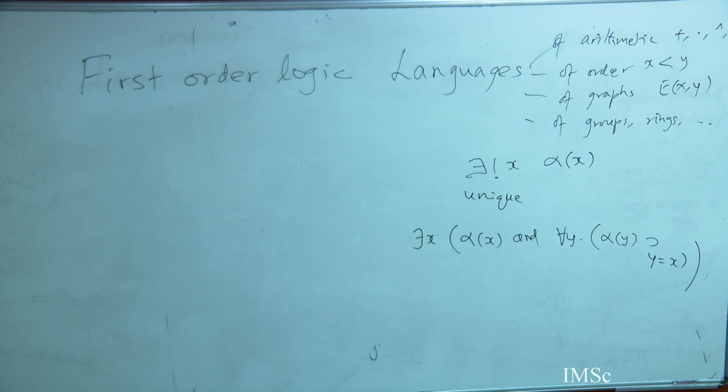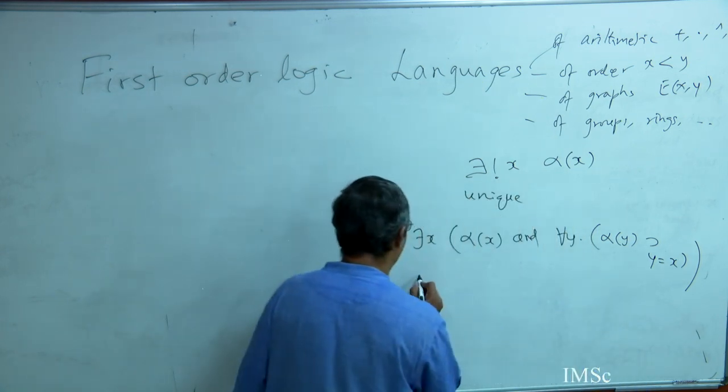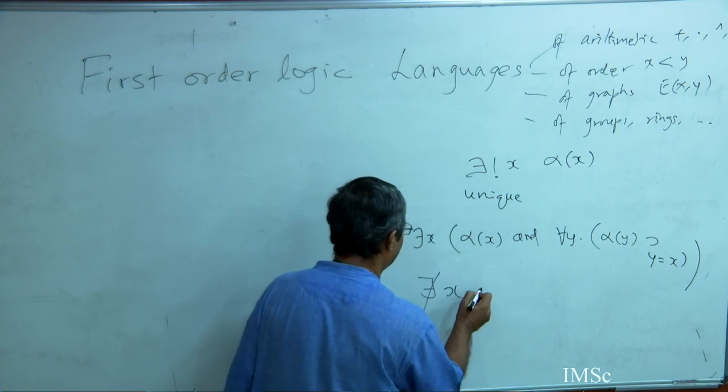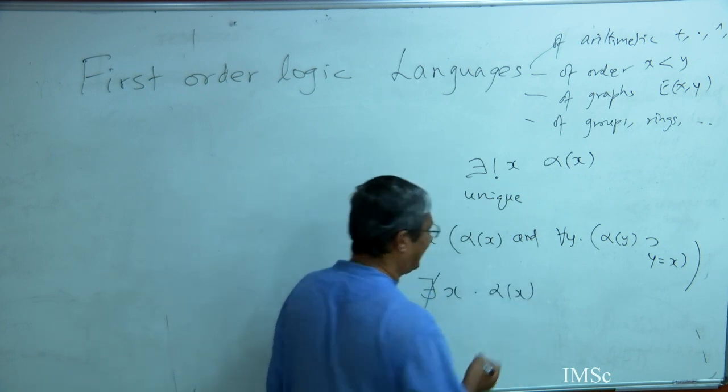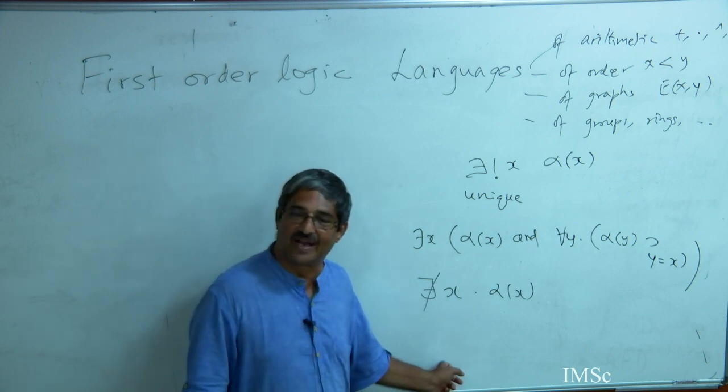Yeah, Venkatesh here. Aditya says in chat, "Does not exist." Okay, fine, that's fine. Let me call it: there does not exist x such that alpha of x. But can somebody else suggest how I can code this up?